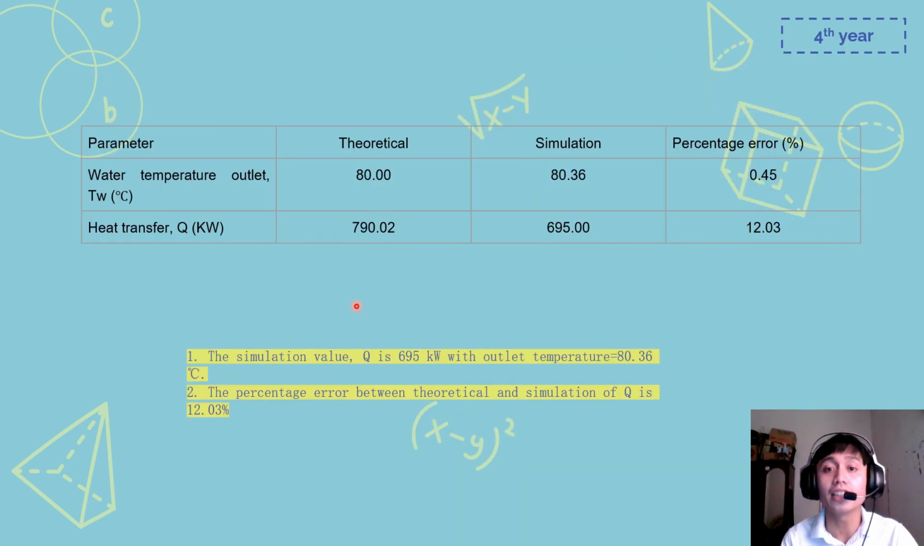Then, a comparison study is performed to evaluate the performance of the double pipe heat exchanger design. The simulated water outlet temperature and heat transfer are compared with the theoretical values. It is found that the percentage differences between the simulation and theoretical results are around 0.45 and 12.03 for water outlet temperature and heat transfer respectively. Thus, we can consider this design optimum as the error is low.